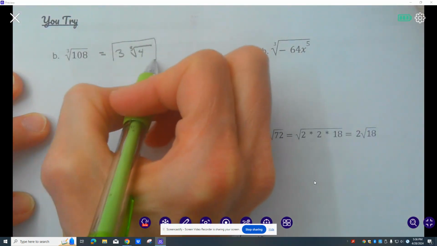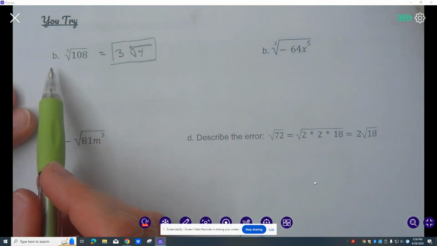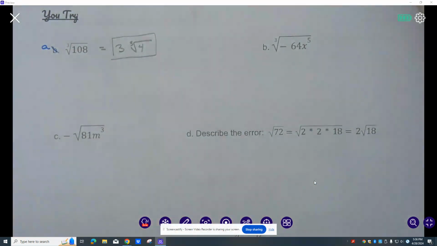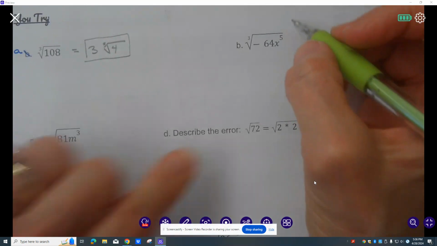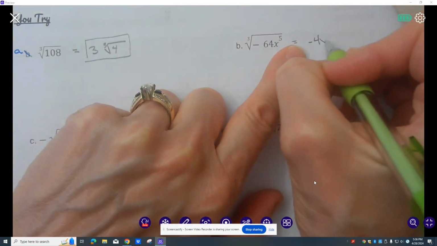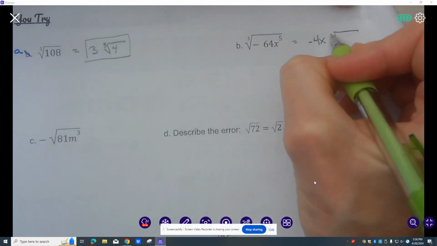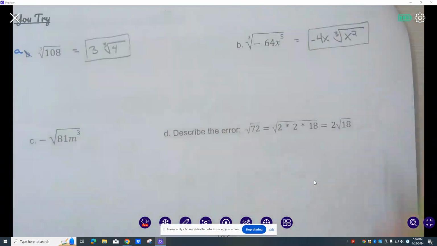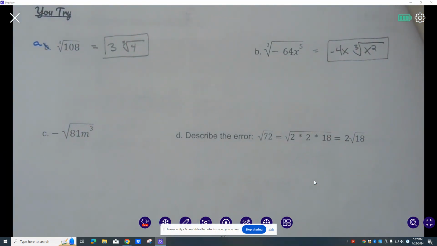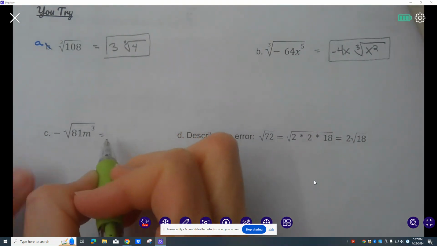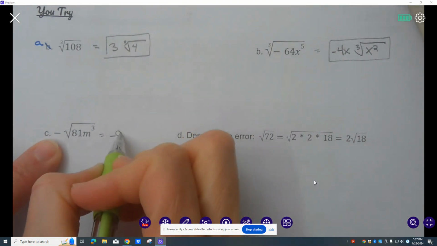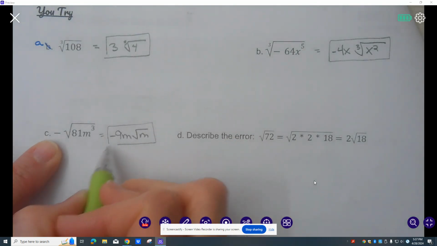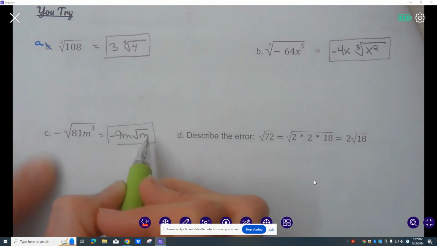This is for you to check your work. So that is the answer there for that one, which says B. Really should probably be an A. Little mistake in your notes there. Okay, the answer for B over here is negative 4x outside the jail. And remember, this is a third root, and we have an x squared left inside. So if you did not get these, go back and see if you can find your mistake. This one, we had a negative outside, so that tells me my answer should be negative, and it is. Negative 9m outside and m inside.